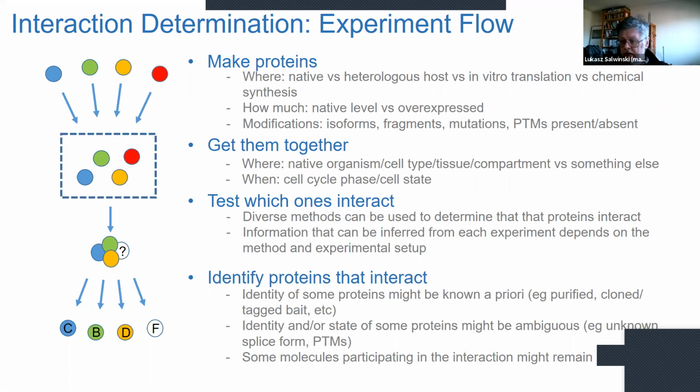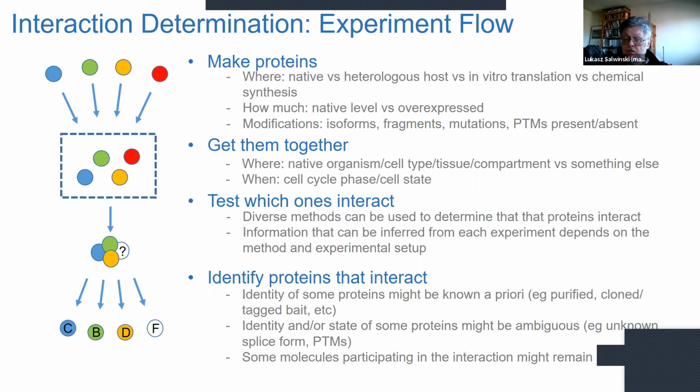So part of the record will report where the proteins were made. There might be information on how much of this protein was made. Was it made at the native level, just like it's made in unmodified cells? But in many cases, proteins are overexpressed or, in a rare number of cases, underexpressed. So there might be information about that.